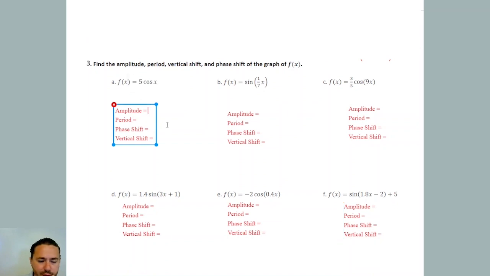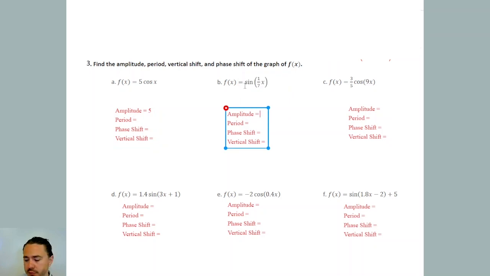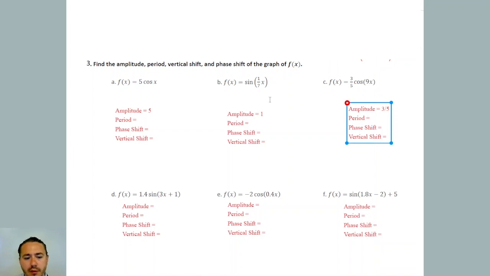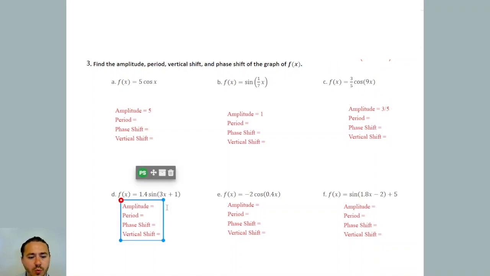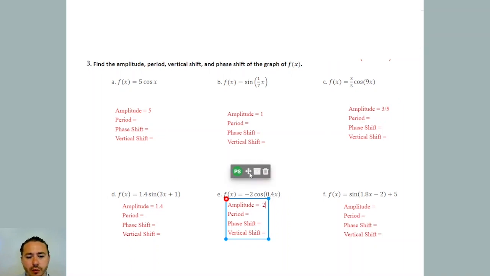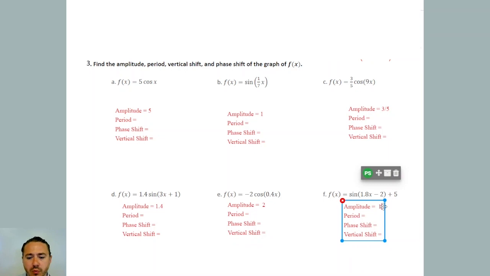Amplitude is the absolute value of A, so that would just be 5. The amplitude here is just 1. Amplitude here is going to be 3/5. Here it's going to be 1.4. Here, be careful, it is going to be 2. It's the absolute value of A, so you can just ignore that negative sign. The amplitude here is going to be 1.